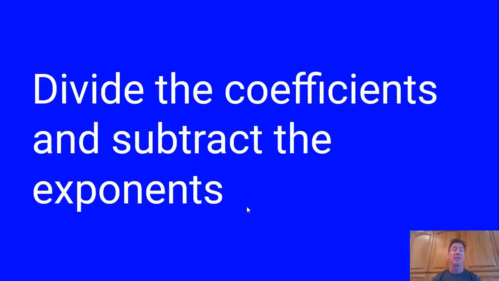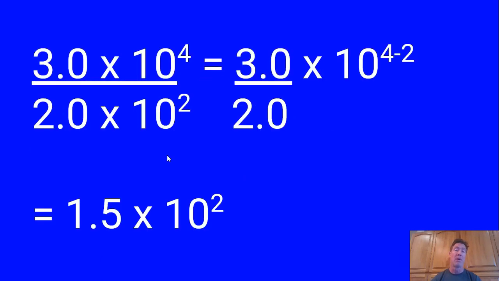How about dividing with scientific notation? Again, you're going to divide the coefficients, and instead of adding the exponents as you did in multiplication, you're going to subtract the exponents. So here's the same number. We're going to divide this time. 3.0 times 10 to the 4 divided by 2.0. So you're going to divide the coefficients, and you're going to subtract the exponents. And you're going to get 1.5 times 10 to the 2, 10 to the 4 minus 2.